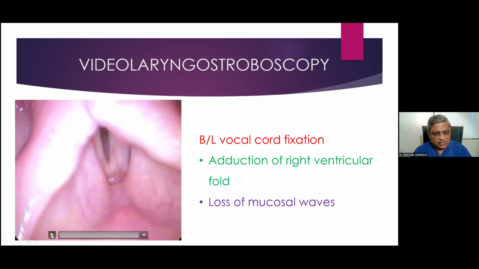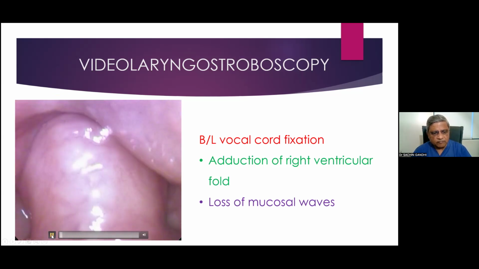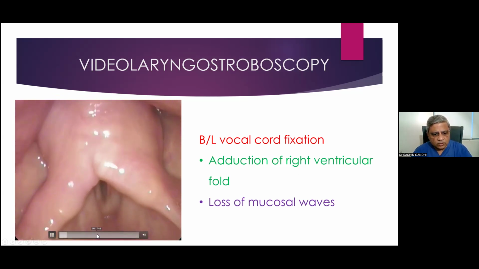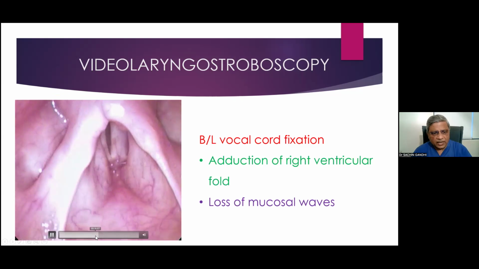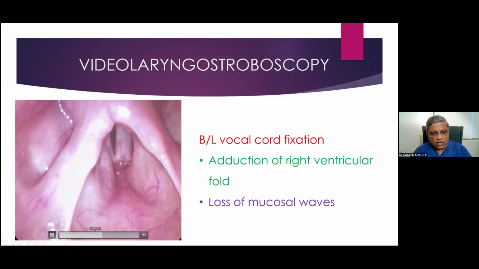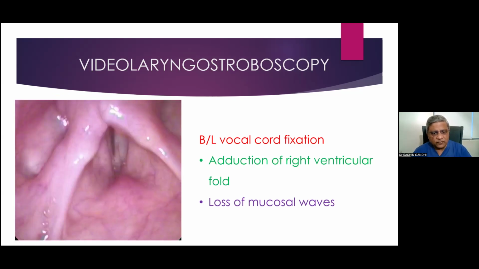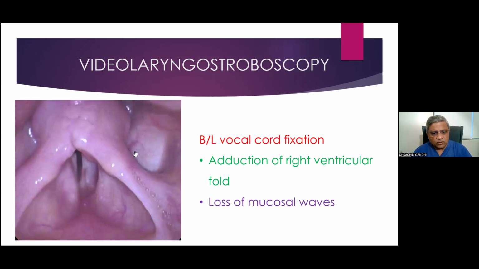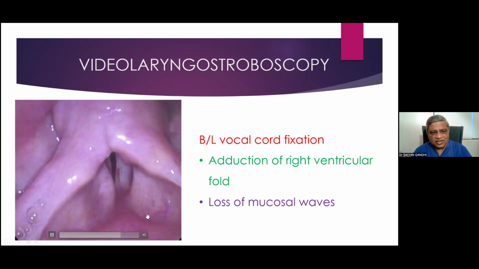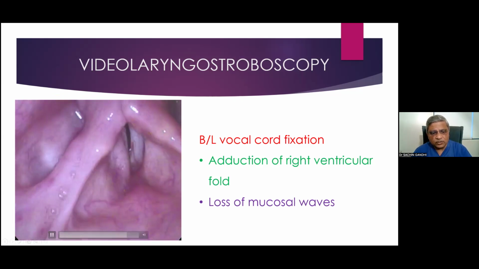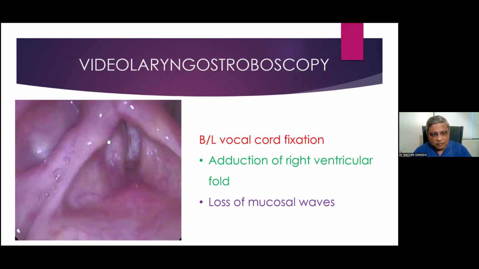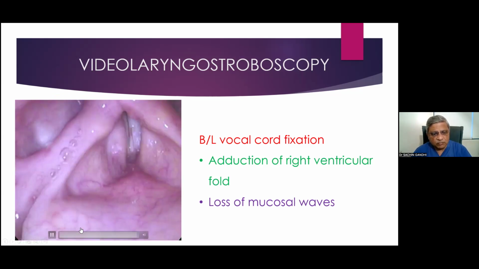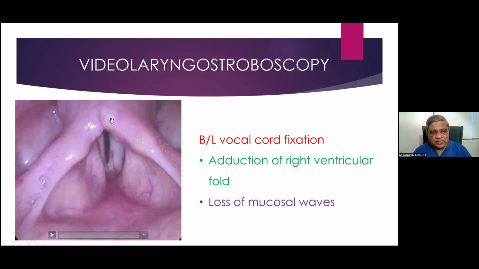Now, this is a case on adduction and on stroboscopy. There is a loss of mucosal wave. See, on stroboscopy, you can't see any of the mucosal waves on either vocal cords. That means this fixation or this immobility is because of fixation of the cricoarytenoid joint, fibrosis, and then loss of mucosal waves.